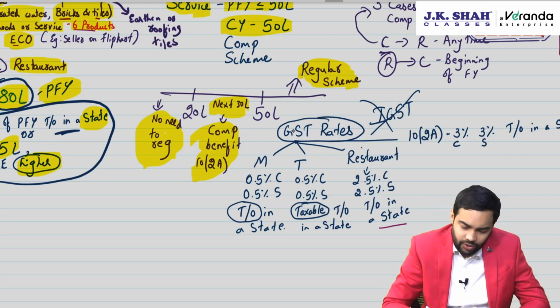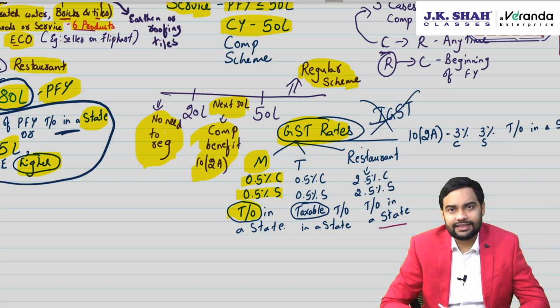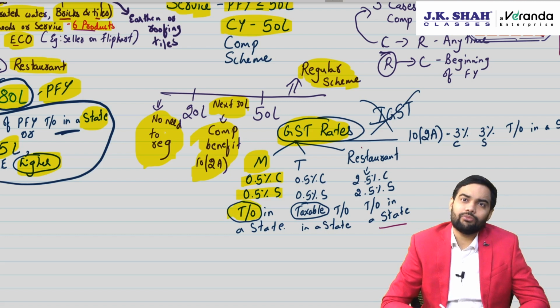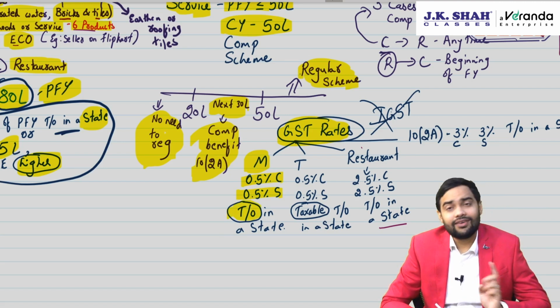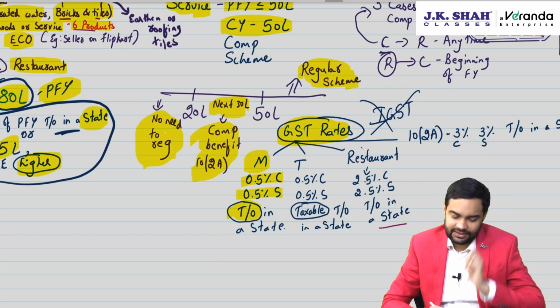Okay. Then what are the GST rates applicable? For a manufacturer, he has to pay 0.5% CGST, 0.5% SGST of turnover in a state. On this entire turnover, he has to pay this 0.5, total 1. Never write total 1, write 0.5 CGST and 0.5 SGST.